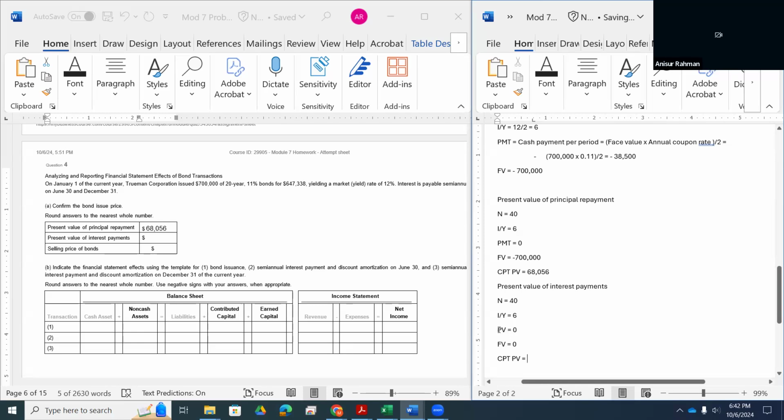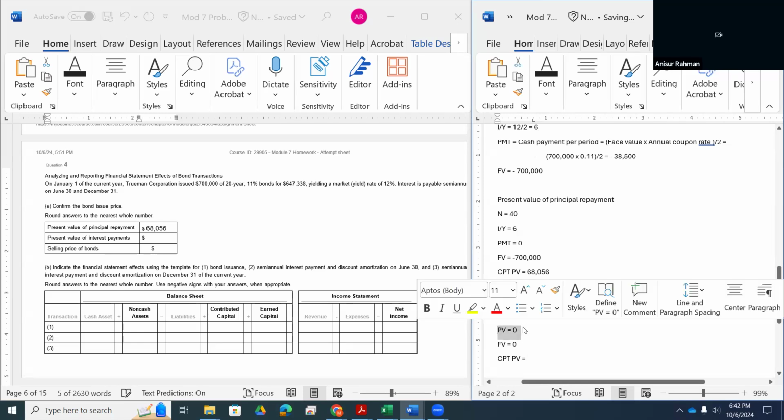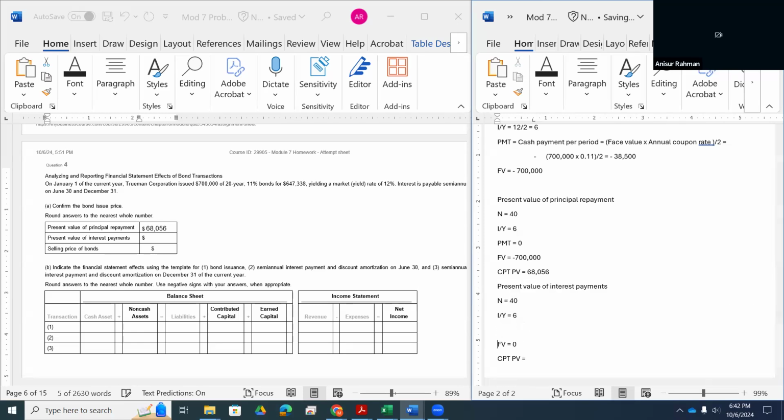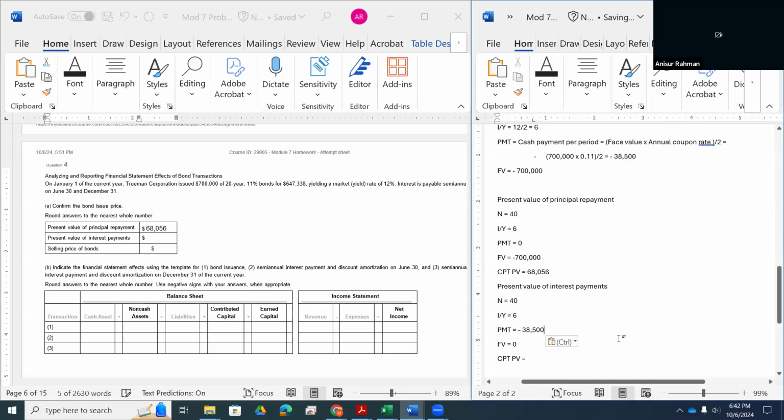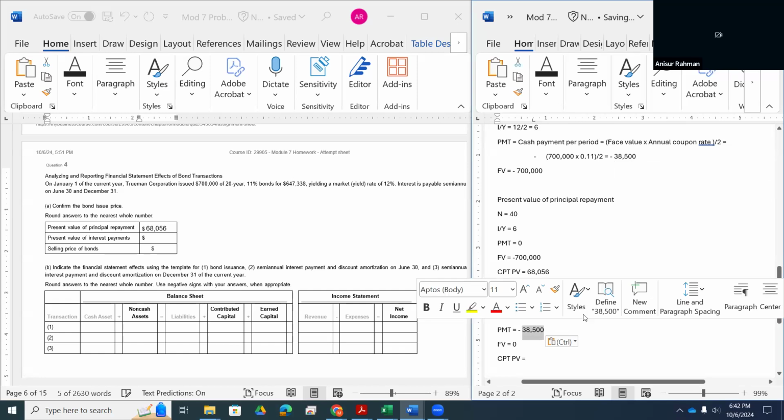I made a mistake here. So our present value is what we have to find out. Our payment is, we have to calculate the payment. Actually, we did it already. So I'll just copy paste from here, negative 38,500. Future value is 0 again, because we are focusing on the interest payment.